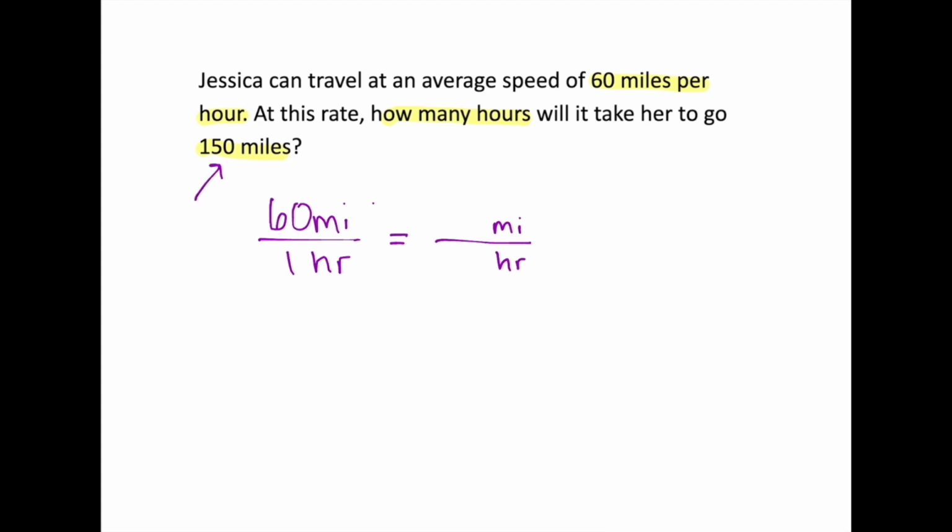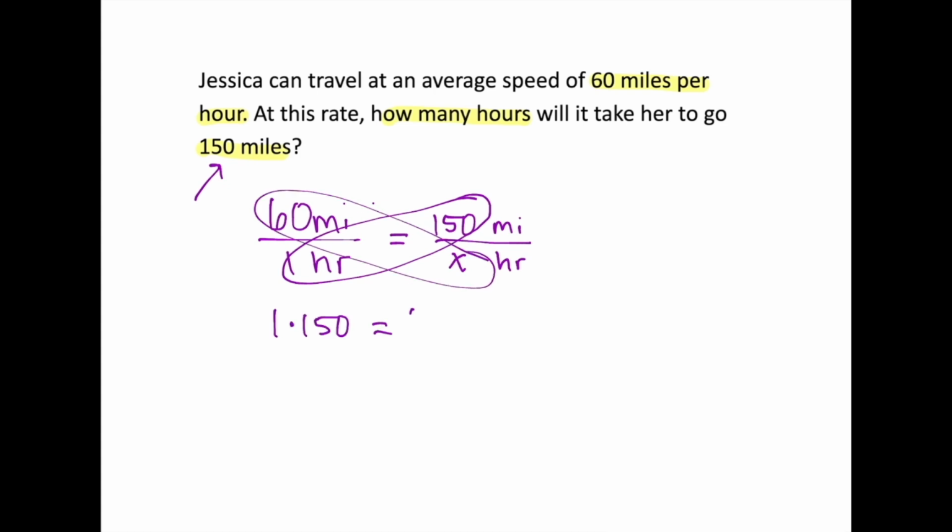We know that Jessica went 150 miles, so that can go in the numerator next to the miles. And we're looking for how many hours, so we don't know that. Next, we can cross multiply. 1 times 150 equals 60 times x. 1 times 150 is 150, and 60 times x is 60x.